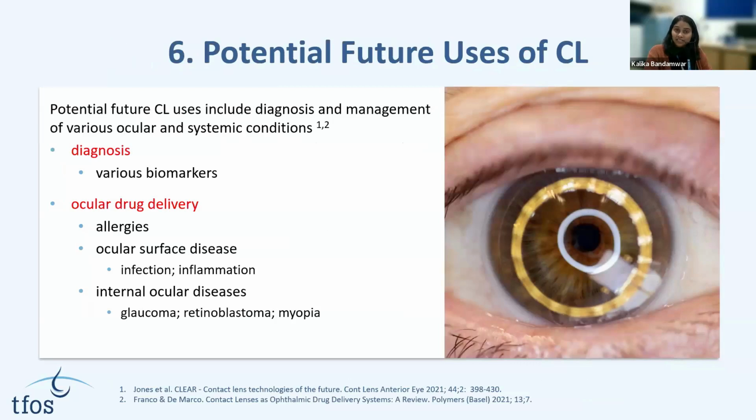There is a lot of excitement around smart contact lenses and what the potential future of these lenses would be. There are several developments currently underway, and it won't be long before we have these lenses available for wide commercial use. These lenses can be used for diagnosis and ocular drug delivery. And it would be really exciting.